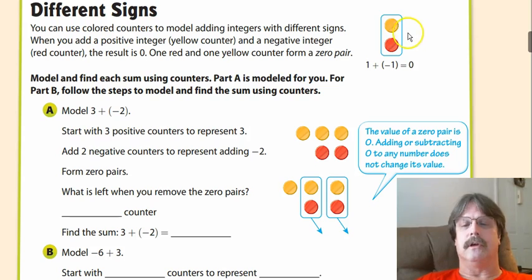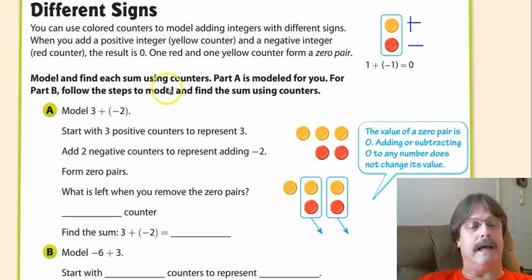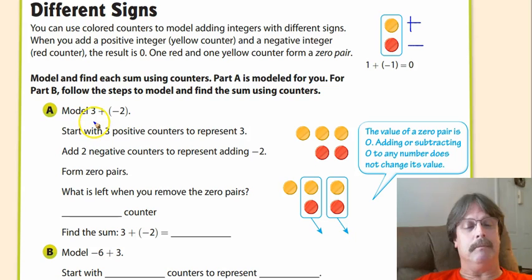So now we're going to use integer chips. And what they're showing you here is that you have a zero pair. Okay? This is something you really got to learn. Zero pair. So a positive integer chip, the yellow one is the positive, and the red one is the negative. Okay? So we look down here and we have model 3 plus negative 2.